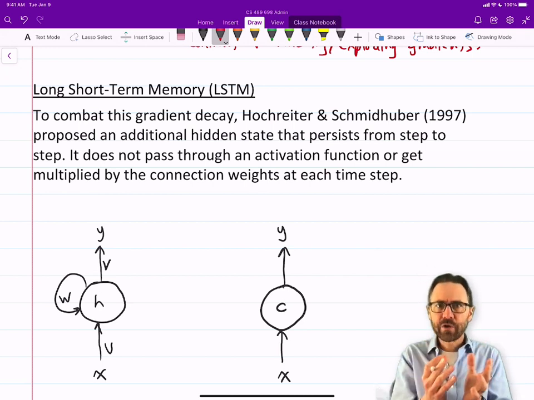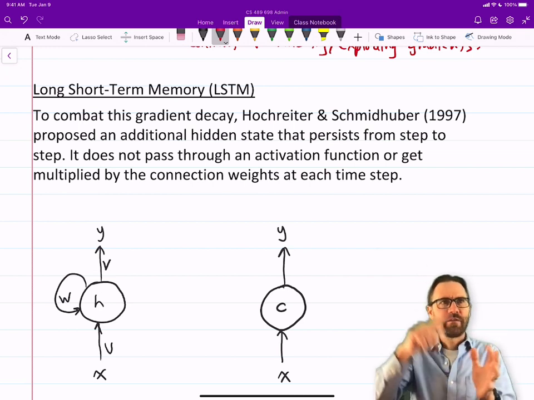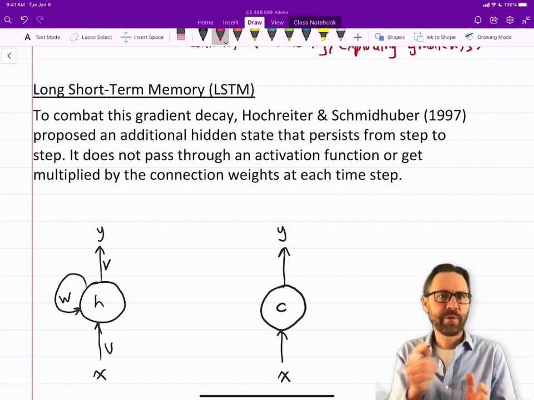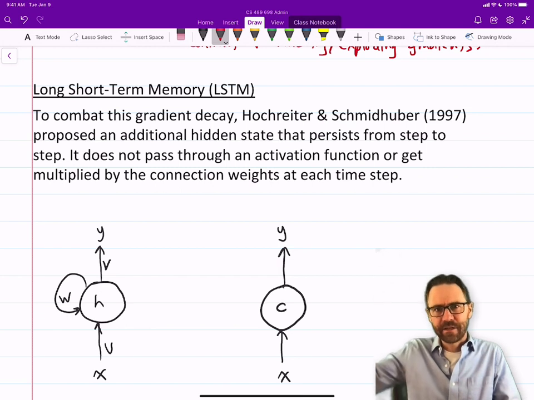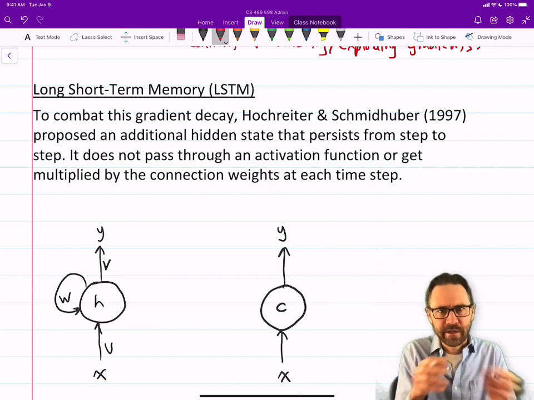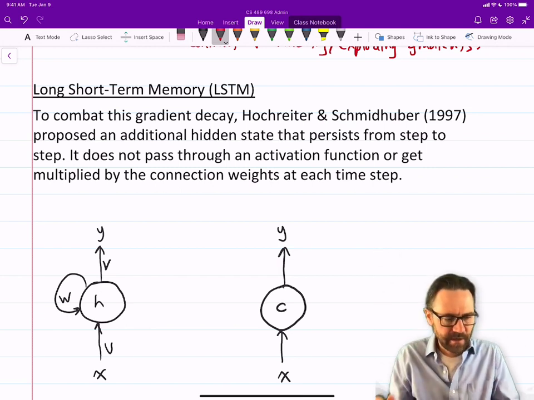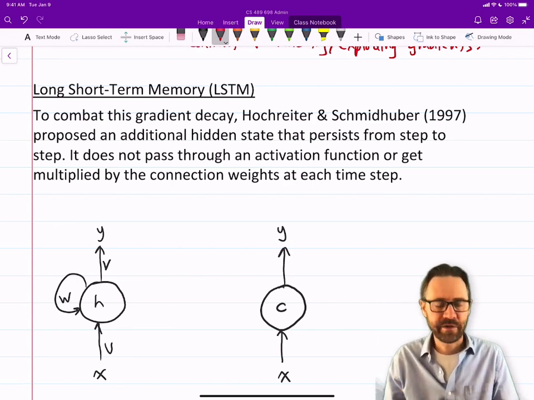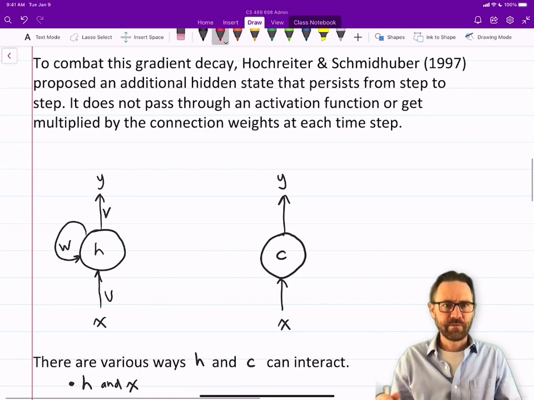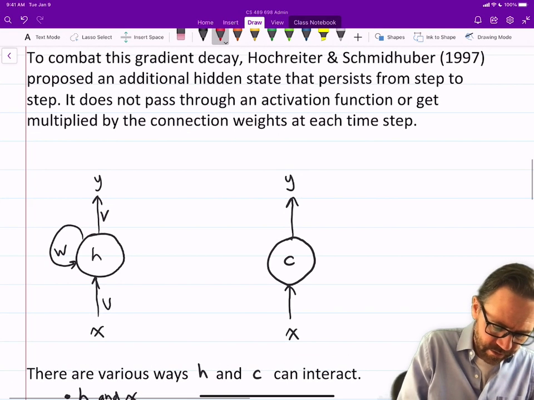So it's kind of an internal thing. It gets recycled, but following a different path. It doesn't exit the cell and come back in. It stays internally, so it doesn't fall victim to being shoved through this activation function every time step. So in a drawing, this is a standard RNN.